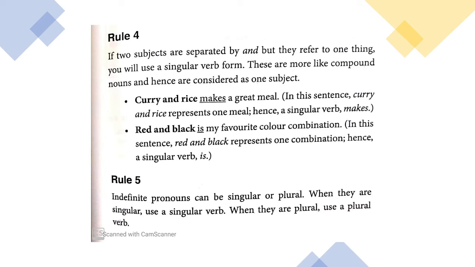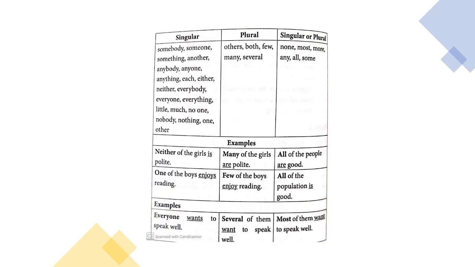Rule number 5. Indefinite pronouns can be singular or plural. When they are singular, use a singular verb. When they are plural, use a plural verb. Remember, this was also covered in the pronoun chapter, so you can also go and watch that video on pronouns, and you can learn more about the pronouns. Singular forms are somebody, someone, something, another, anybody, anyone, anything, each, either, neither, everybody, everyone, everything, little, much, no one, nobody, nothing, one, other. Plural forms: others, both, few, many, several. Singular or plural forms: none, most, more, any, all, some.